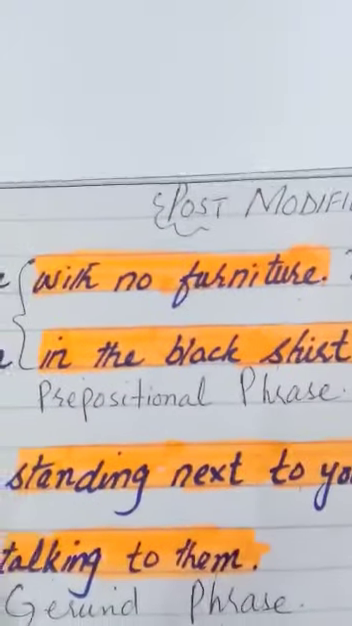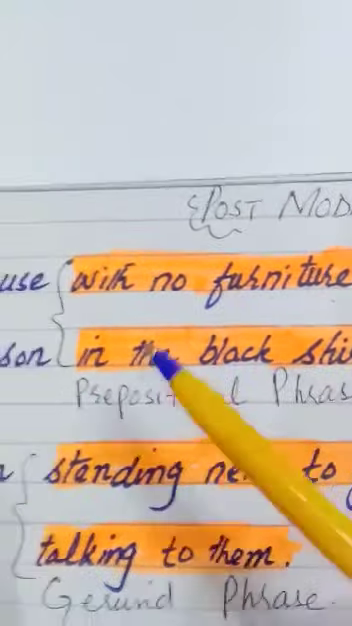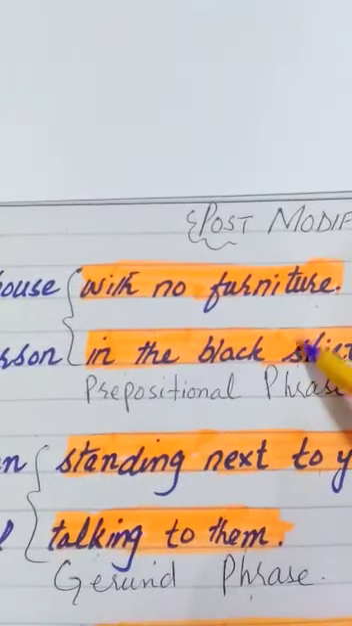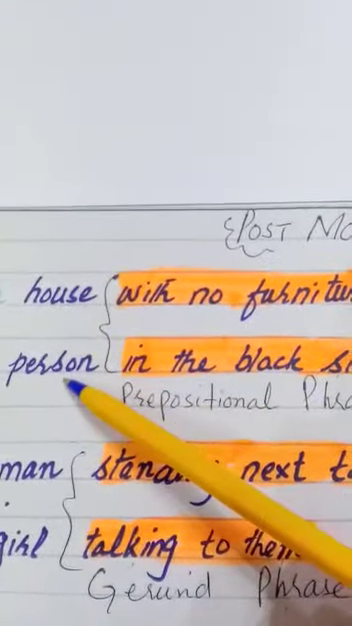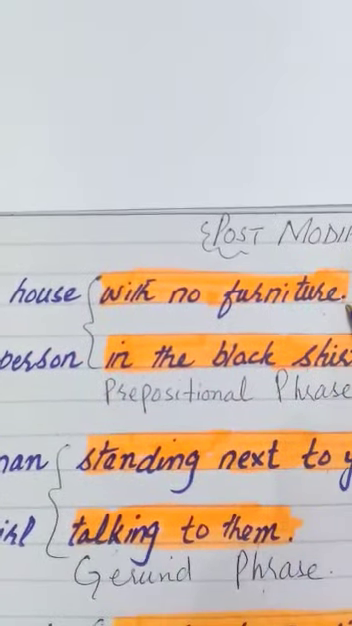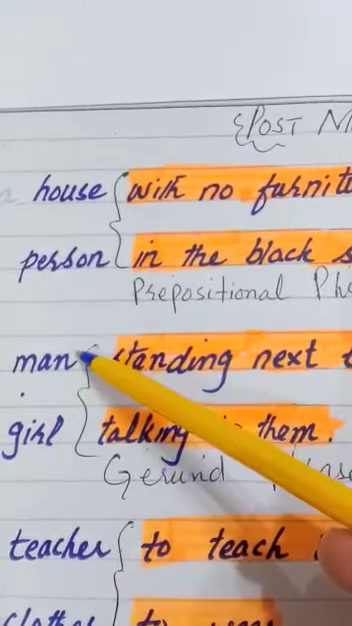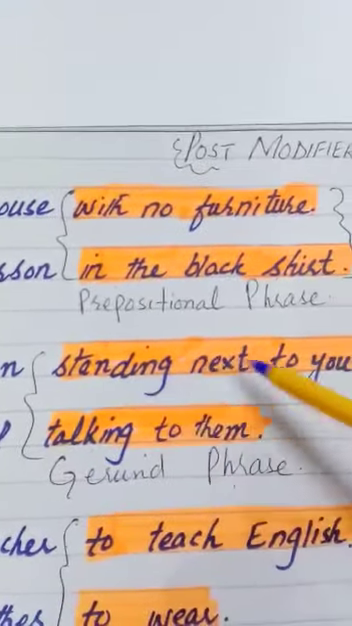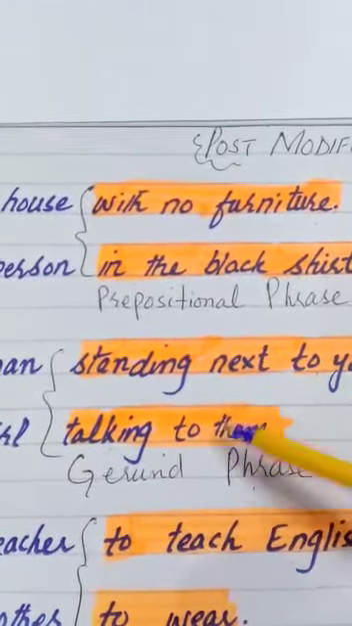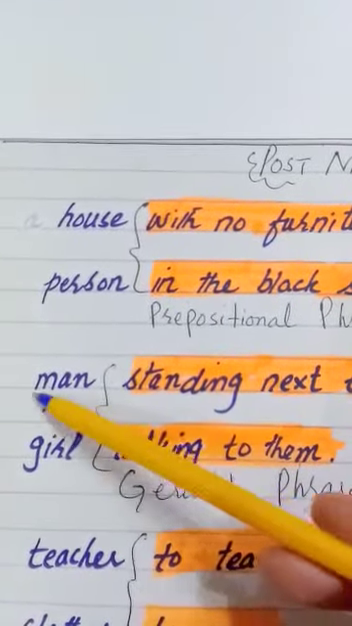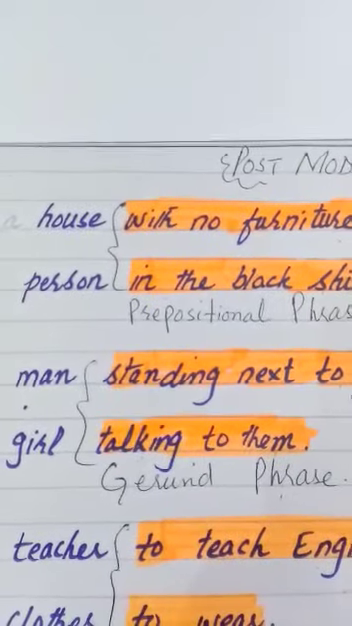As you know, a prepositional phrase coming after this noun and this noun is called a post-modifier, giving information about house and person, and the whole part is called a noun phrase. Similarly, a gerund phrase kept after the nouns man and girl, standing next to you and talking to them, are gerund phrases and they are post-modifiers giving information about these nouns, and altogether they are called noun phrases.